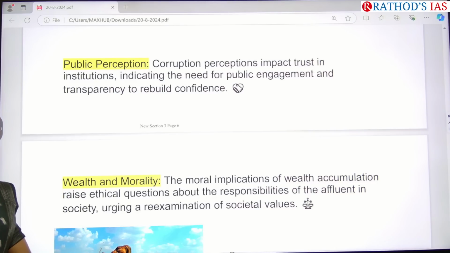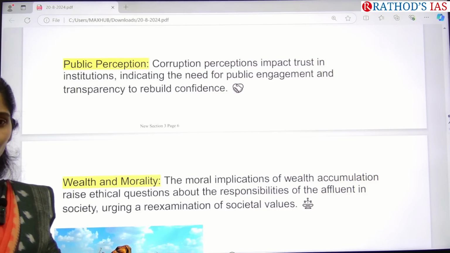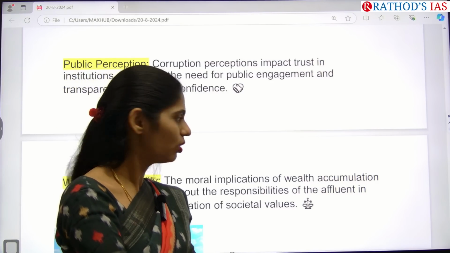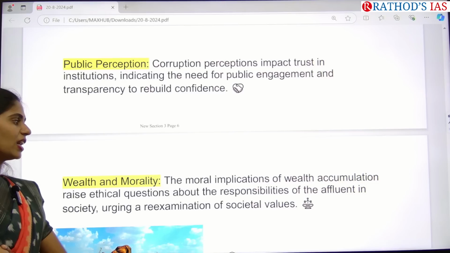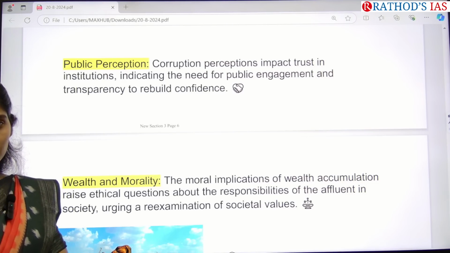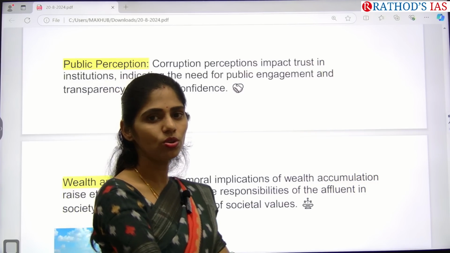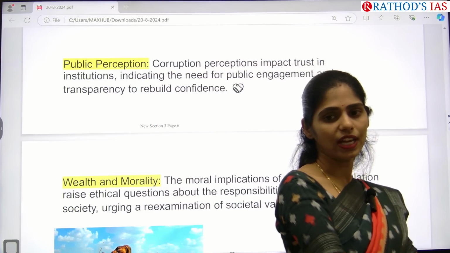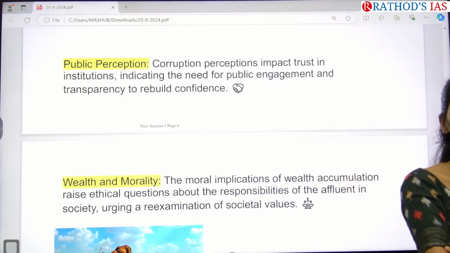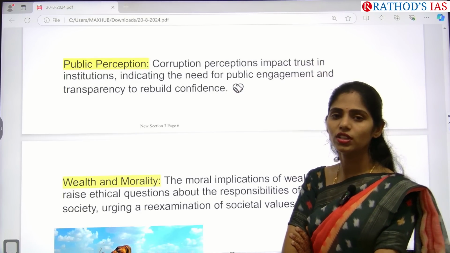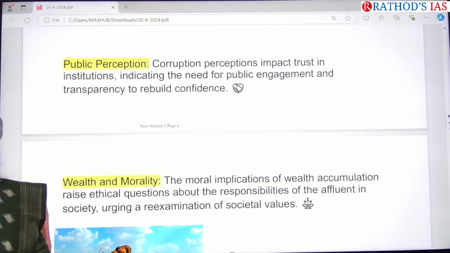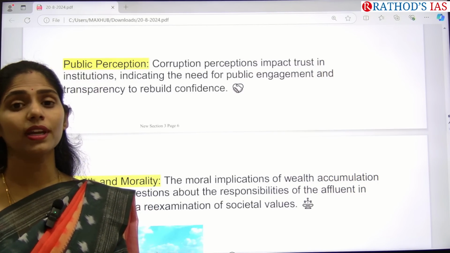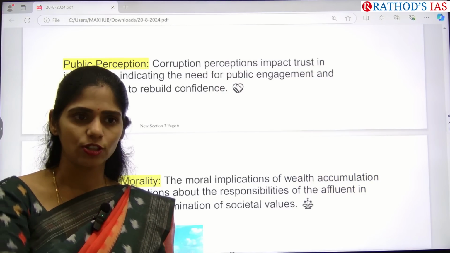And the next one here is wealth and morality. Whenever wealth is accumulating in a few hands, is it moral? No, right? It is not moral. Because of this, ethical questions will come into the picture, like who is responsible for wealth accumulation? Who will be answerable for that? Why is there no proper resource distribution to the poor? In this way, ethical and moral questions will also come into the picture if this trend of economic inequality continues in our country, right?